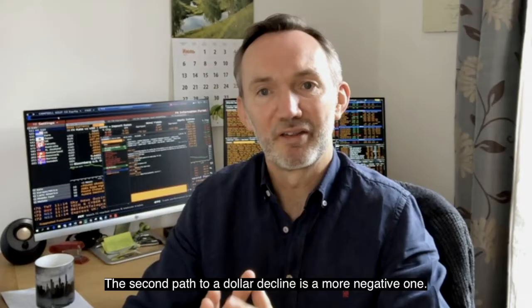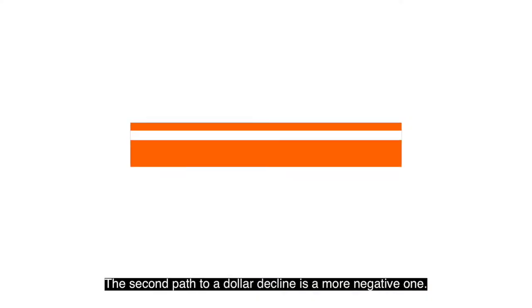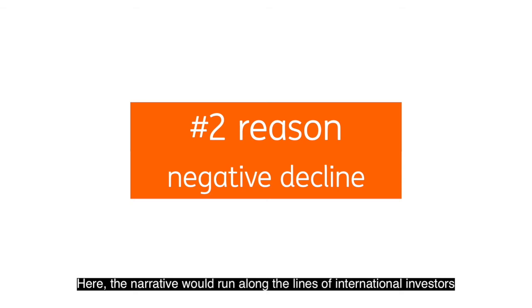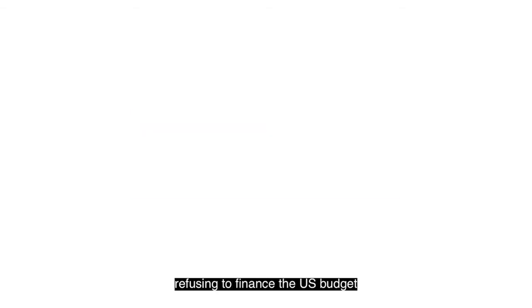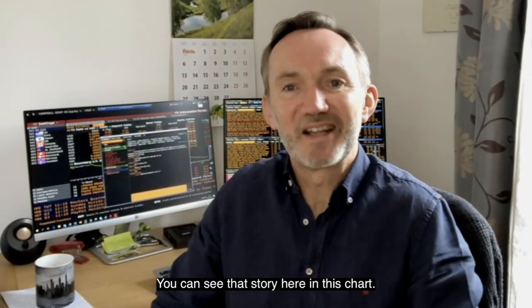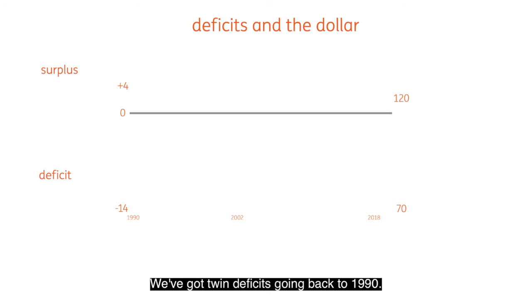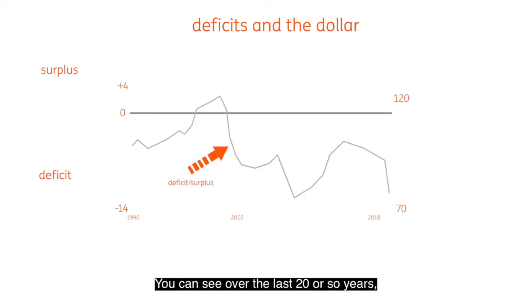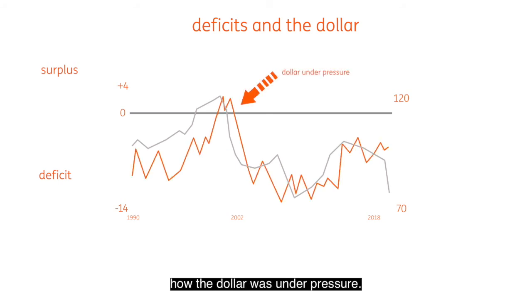The second path to a dollar decline is a more negative one. Here the narrative would run along the lines of international investors refusing to finance the US budget and current account deficits at the same price, i.e. they would need a cheaper dollar to continue to do so. You can see that story here in this chart. We've got twin deficits going back to 1990. You can see over the last 20 or so years, particularly the big deficits in the late 2000s, how the dollar was under pressure. This second path seems the less likely path for a dollar decline.